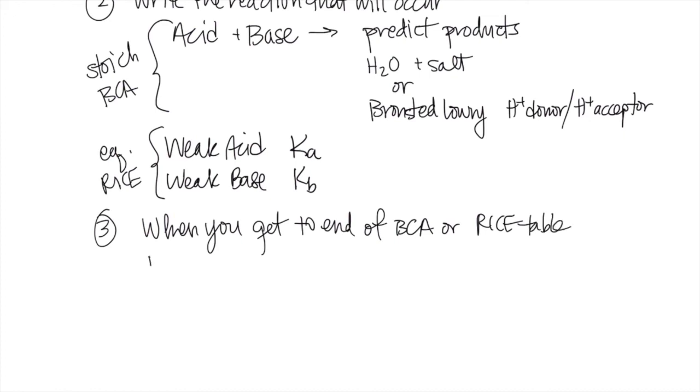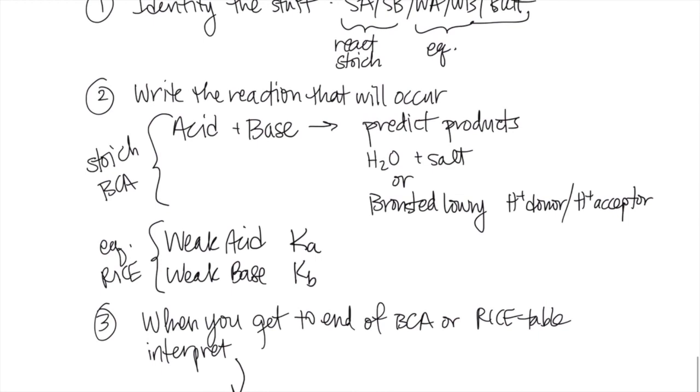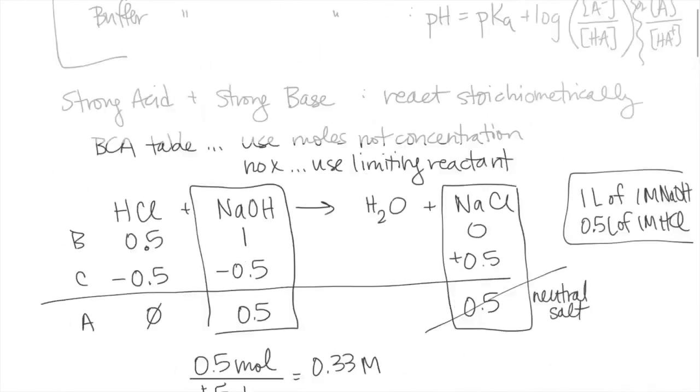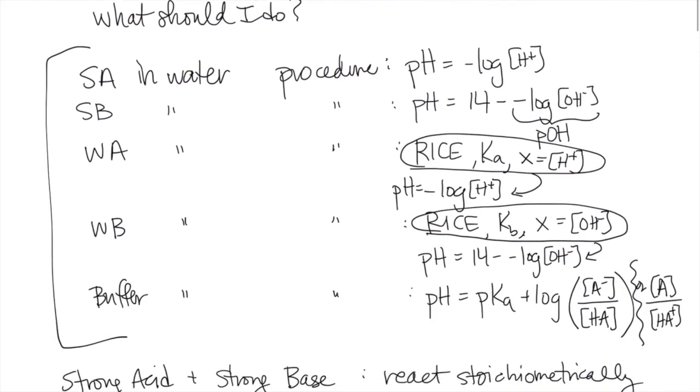you have to then interpret. Ask yourself again, what stuff is here? In other words, you're looping back from number 3 up to number 1. And you do this until you end up, at the end, you're always going to end up with one of these 5 situations: strong acid, strong base, weak acid, weak base, or buffer. Okay, that's the end. Thanks for hanging in there and listening, and I hope this is helpful.